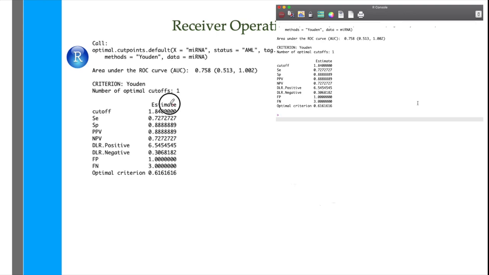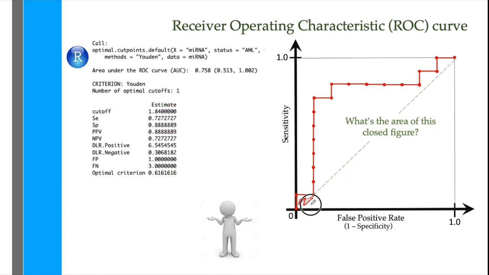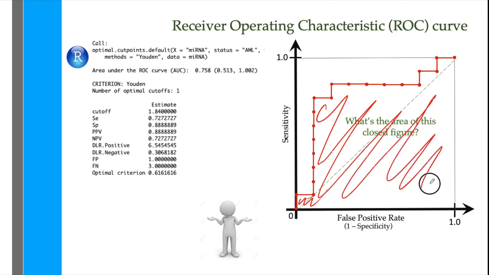So it's very clear here that the cutoff is 1.84, which is the same cutoff that we had a while ago, with sensitivity of 72.7%, specificity of 88.9%, and with Youden index J of 0.616. So to answer now, what is the area under the curve that we have? That is the one that is AUC here. So we have 0.758 as the area under our ROC curve, in which a while ago I said that the area is between 0.5 and 1.0. So this is that value.